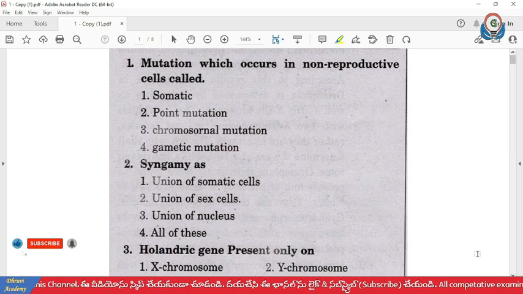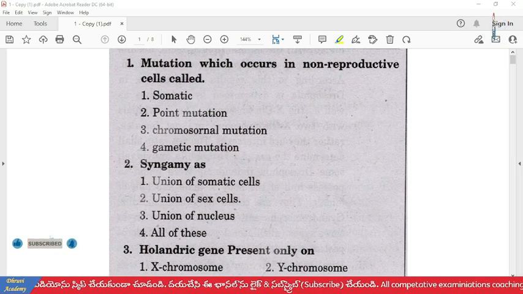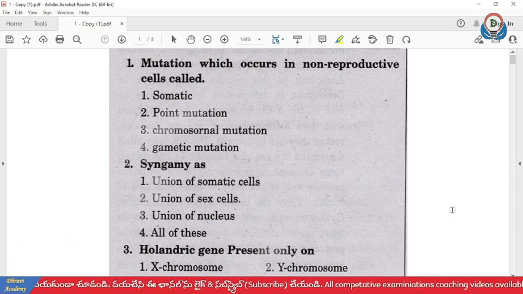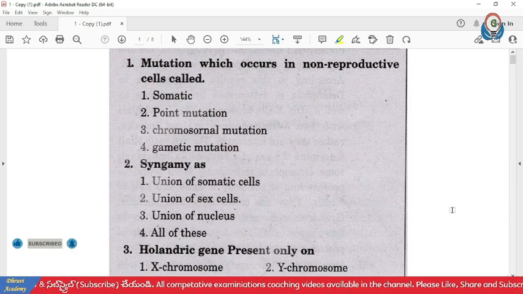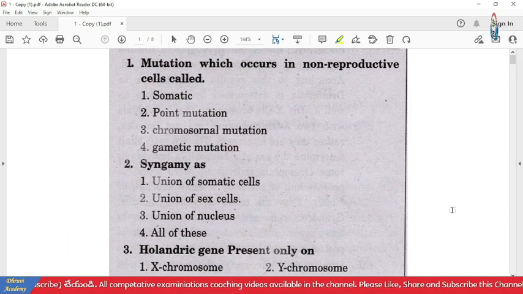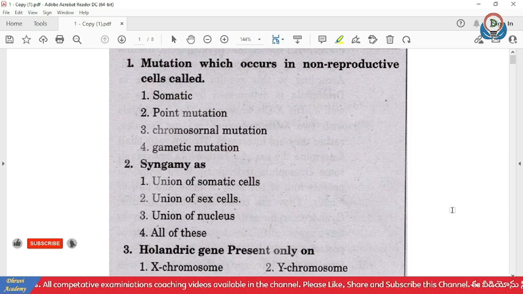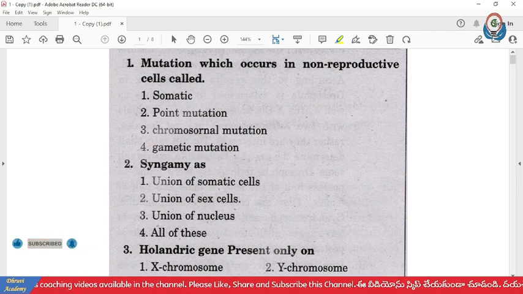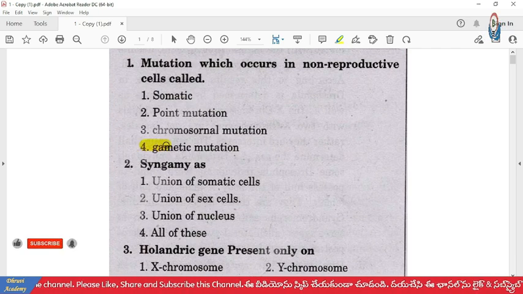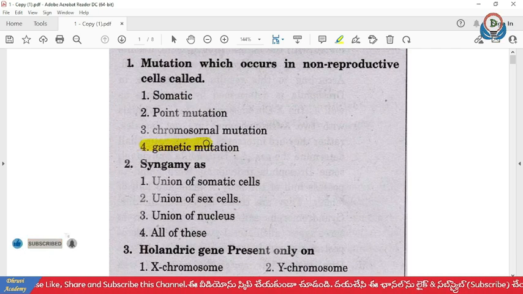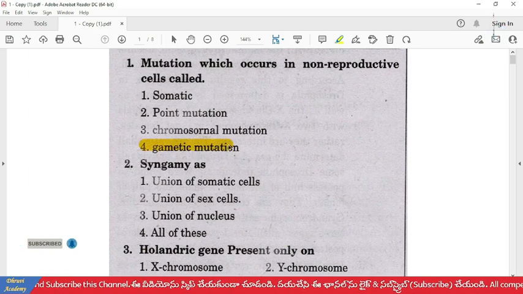First one, mutation which occurs in non-reproductive cells is called: one, somatic; two, point mutation; three, chromosomal mutation; or four, gametic mutation? Which is the correct answer? The answer is gametic mutation. Mutation which occurs in non-reproductive cells is called a gametic mutation.